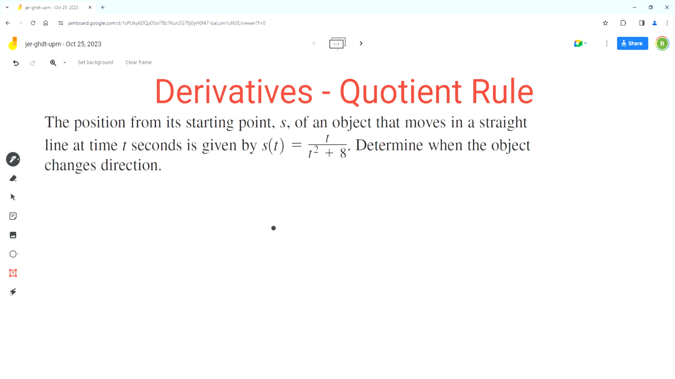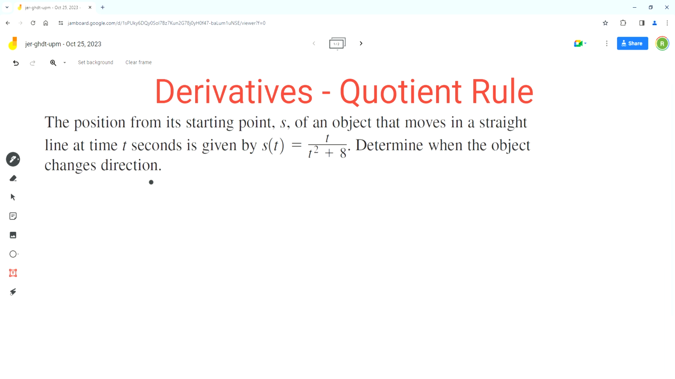So in this video, we'll use the quotient rule for derivatives to solve this word problem. As per the problem, the position from its starting point S of an object that moves in a straight line at time t seconds is given by S(t) = t over t squared plus 8. And we have to find when the object changes direction.